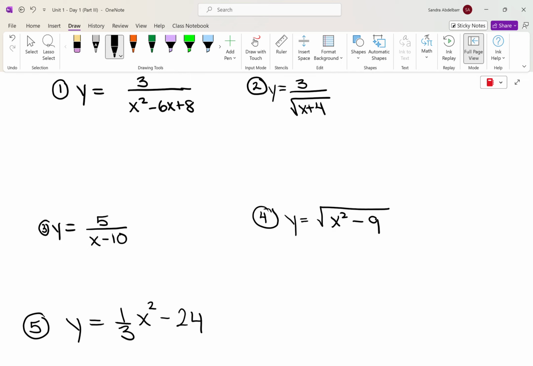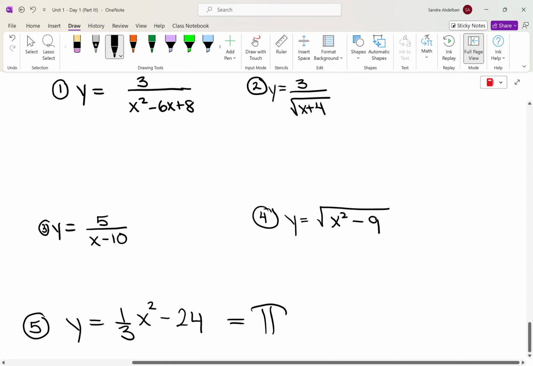Guys, for that last one, 1/3 x squared, that x squared is in the numerator. It's not in the denominator. So let's work backwards. This one, there's no restriction. There's no radical, and there's no variable in the denominator. So the domain here is all real numbers.